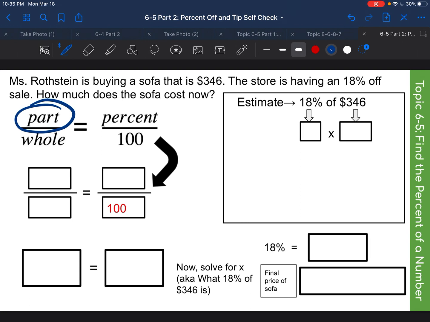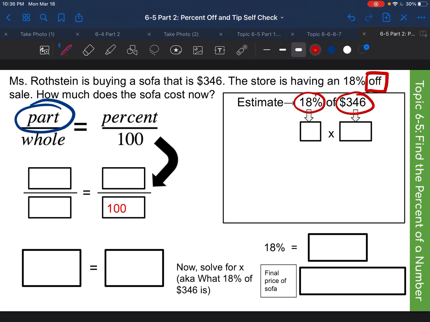It says Miss Rothstein is buying a sofa that is $346. The store is having an 18% off sale. How much does the sofa cost now? So when we hear the word off, that basically means we need to find 18% of 346. And then whatever 18% of that number is, we're going to take it off of the price, meaning that we are going to subtract.